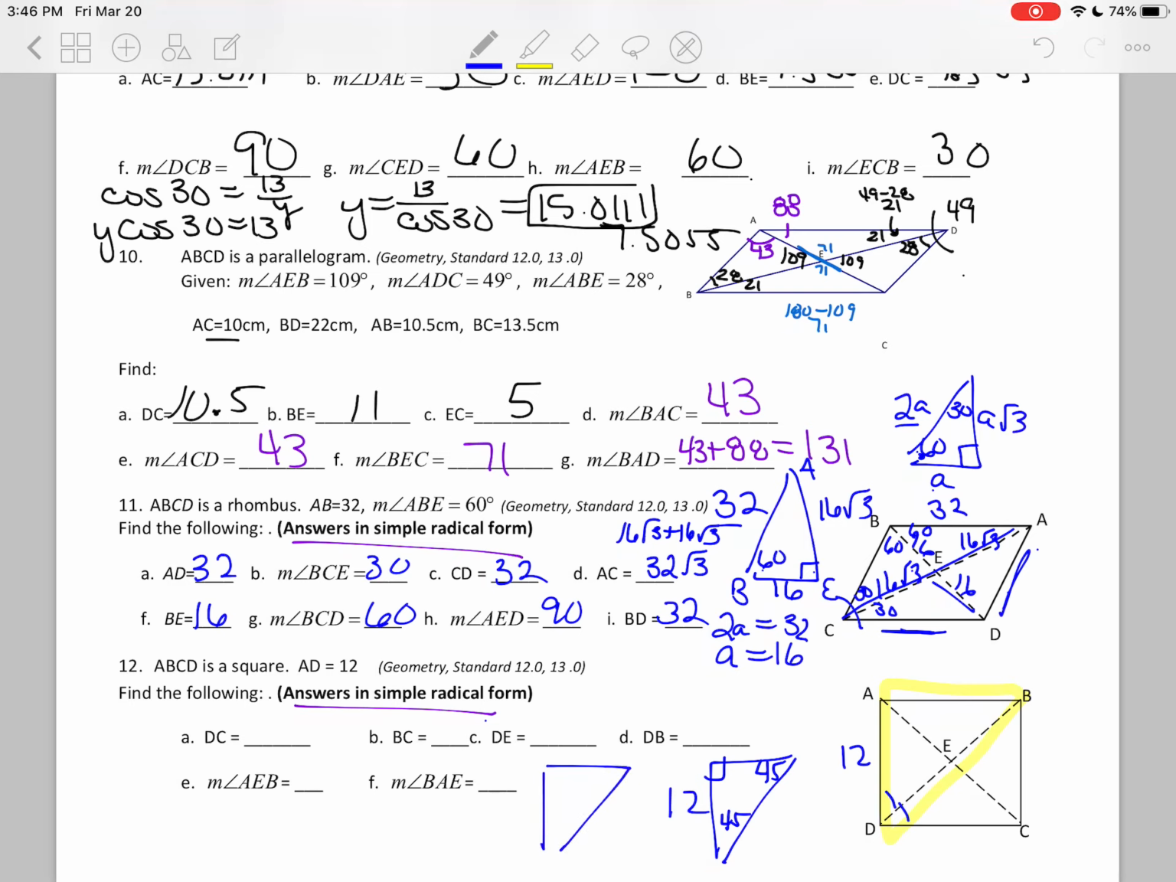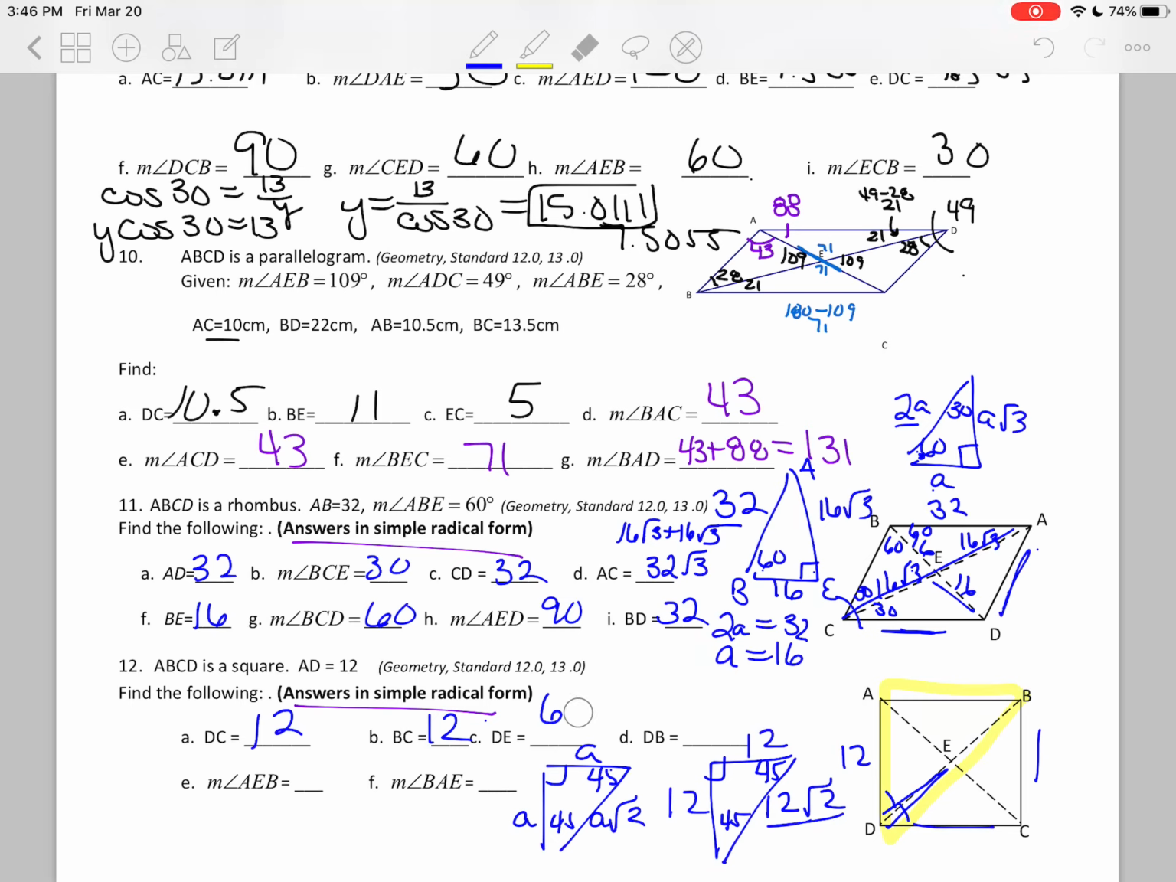Our pattern for special triangles, remember there's 45 and 45, is A, A, A root 2. So if 12 matches up to A, that means this side is 12, this side is 12 root 2. Now we can fill everything in. So D to C is a side length, that is 12. B to C, another side length, that is 12. D to E is half of the 12 root 2. Well, half of 12 is 6 root 2.